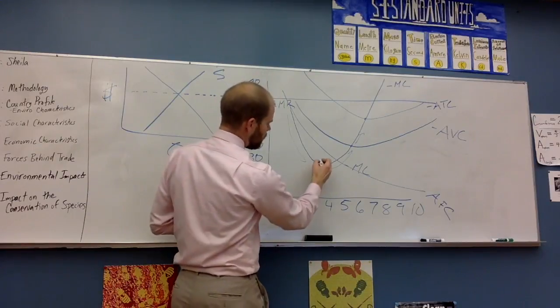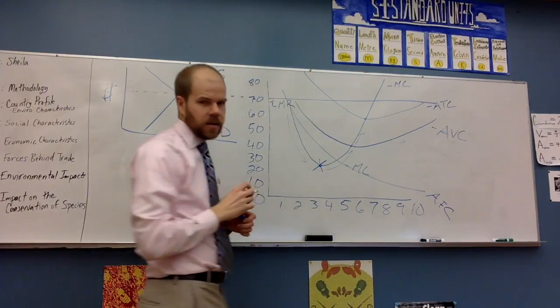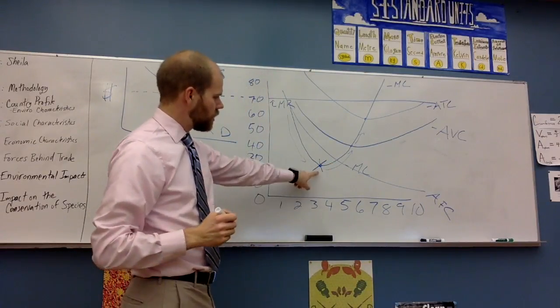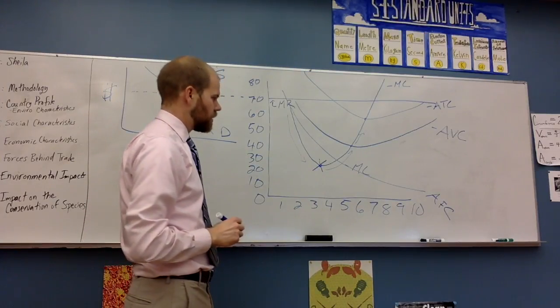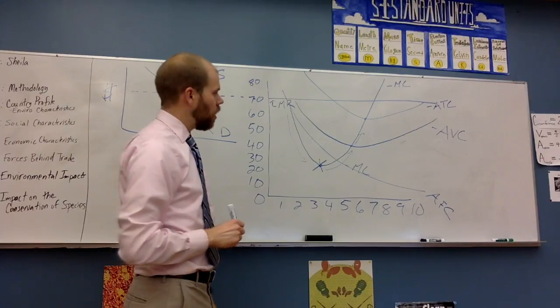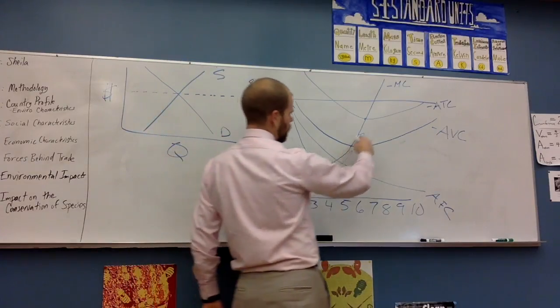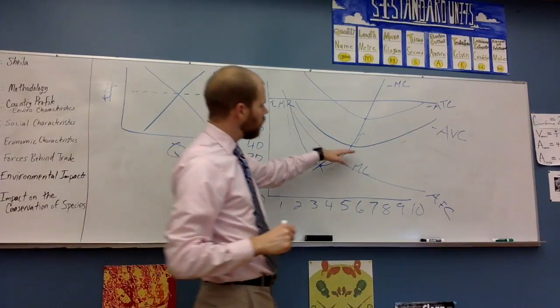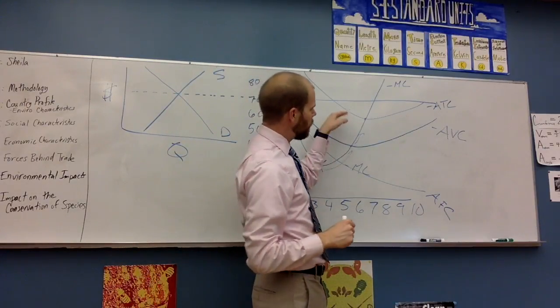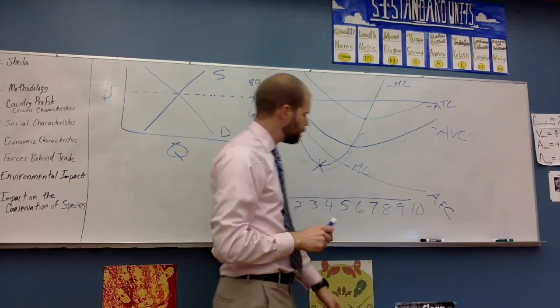And so this is the point where diminishing marginal returns starts. This is where inefficiencies and bottlenecks and communication breakdown, all those things start happening, and the marginal cost starts going up and up and up. That's the thing that will then pull average variable cost and average total cost up.